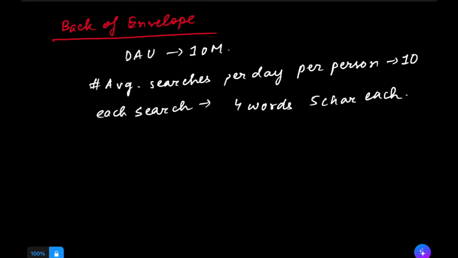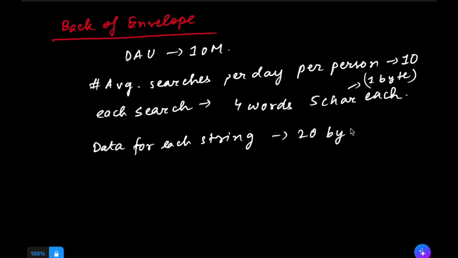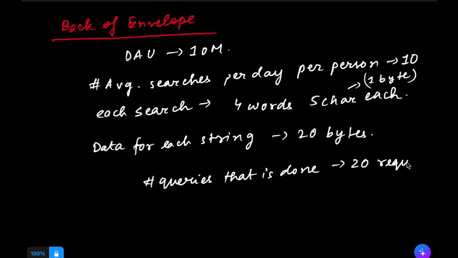So the data for each string is, let's say each character is 1 byte, 4 words, 5 bytes each, so 20 bytes of data. And for every character entered into the search box, like TW or TR, a client sends a request to the backend for autocomplete suggestions. So the number of queries being done by a person is 20 requests sent to the backend to fulfill the autocomplete suggestions.